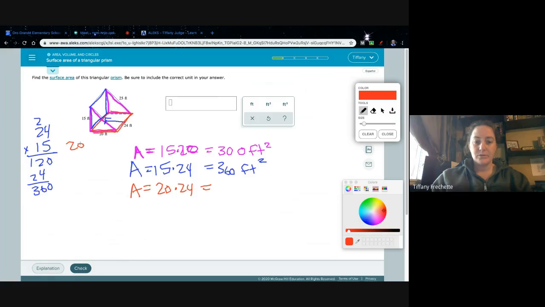So let's go 20. You know what? I can do 24 times 2 and I get 48, and then I can put the 0 back. Because 2 times 2 is 4, 4 times 2 is 8. So that's pretty easy to calculate out without having to actually write it out off to the side here.